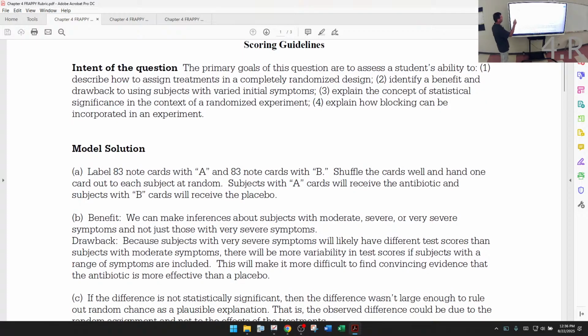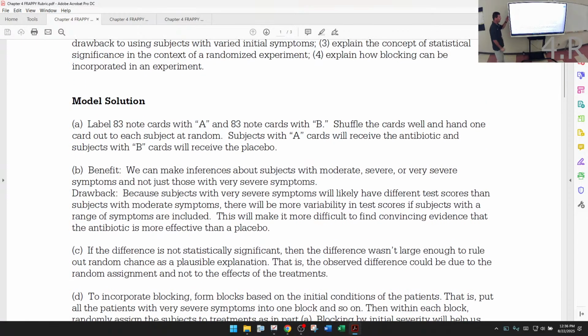Okay, so here's how this one graded. Model solution, letter A. Label 83 note cards with A, 83 note cards with B. Shuffle the cards well. Hand one card out to each subject at random. Subjects with A cards will receive the antibiotic, and subjects with B cards receive the placebo. That was a model solution, perfect.